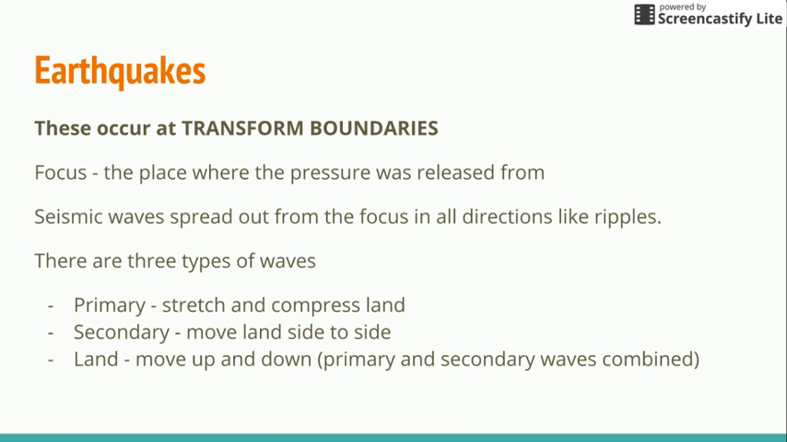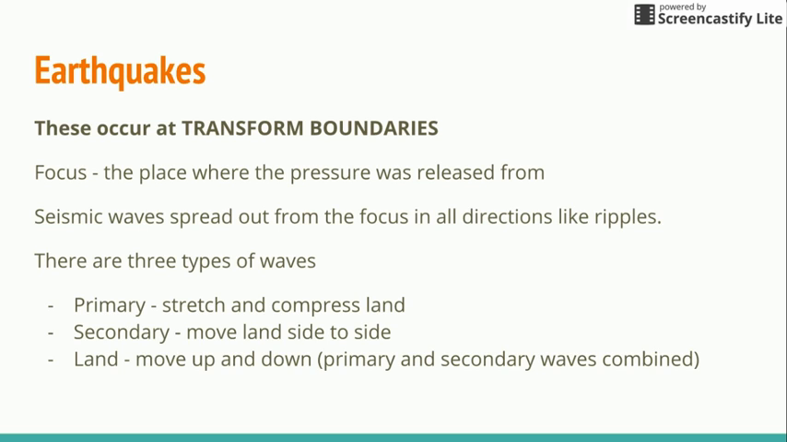Earthquakes occur at transform boundaries where two plates are sliding past each other. The focus is the place where the pressure was released from. So this is the place within the Earth where the pressure was released from. From that, seismic waves spread out from the focus in all different directions like ripples in a pond.